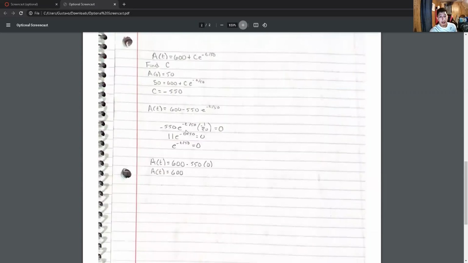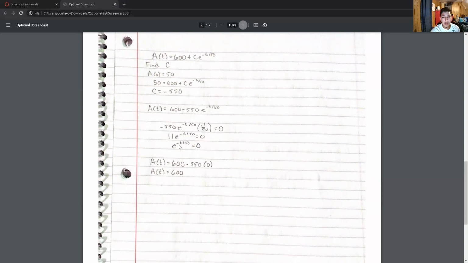Now to find the maximum value, you would take the derivative, set it equal to 0, and solve for t. So that's what we did here. We took the derivative, which cancels out the 600, and then we have negative 550 times e to the negative t over 50, the derivative of this, times negative 1 over 50, equal to 0. So we have 11 e to the negative t over 50 equal to 0. Divided by 11, e to the negative t over 50 would be equal to 0.